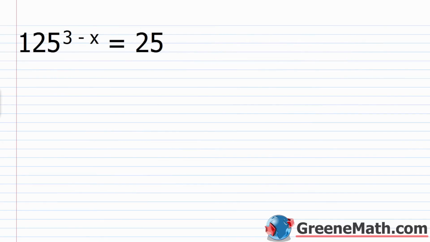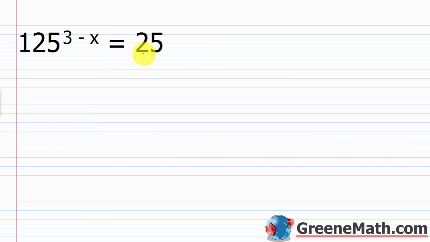So we have 125 raised to the power of 3 minus x. This is equal to 25. So for this one, obviously 125, most of you know at this point that's 5 cubed. For 25, most of you know that's 5 squared. Again, if you don't know these things off the top of your head, you can always take the numbers and factor them and see what base you want to use.